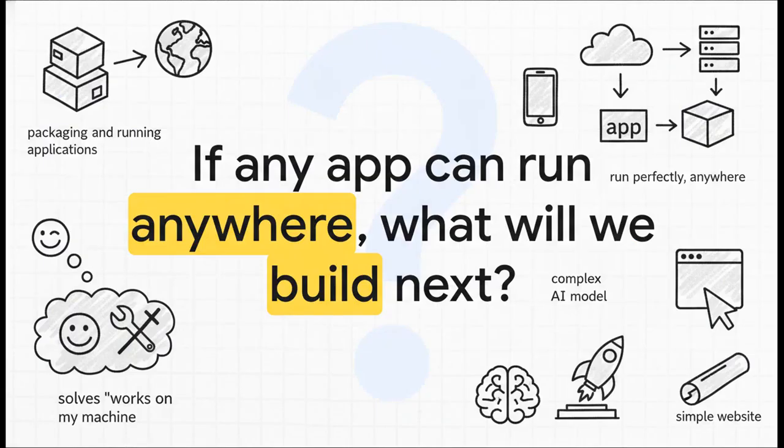So here's the bottom line. Docker gives us a universal way to package and run our applications. It crushes that "works on my machine" problem and streamlines how we build software in a way that, not too long ago, was just a dream. So that leaves us with a really exciting question. If any application, from a tiny website to a massive AI model, can be packaged up to run perfectly, anywhere, what will we build next?